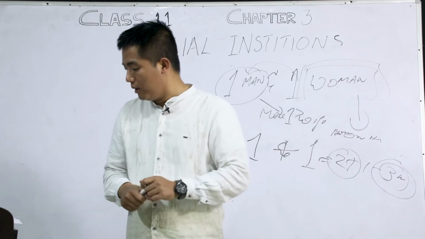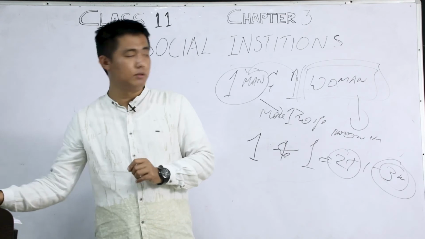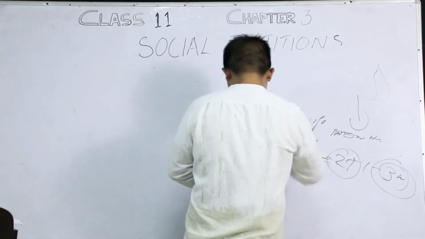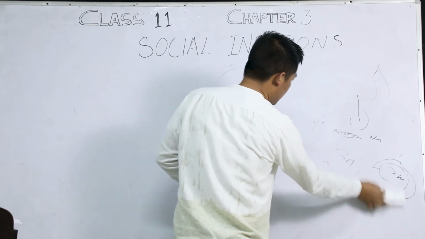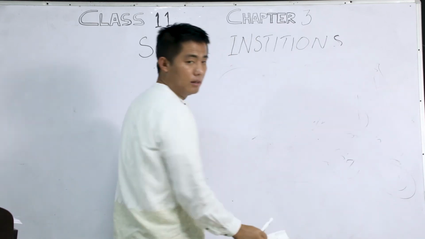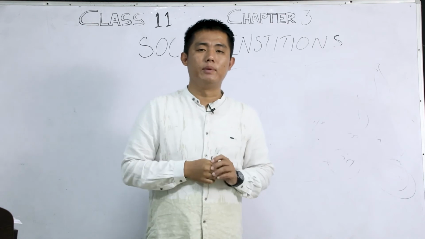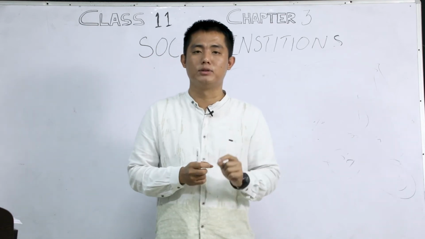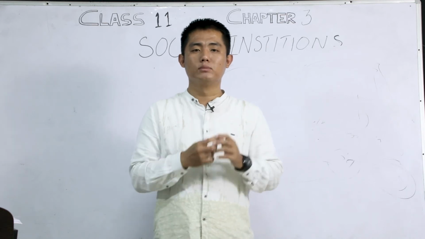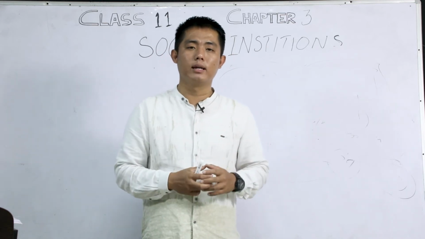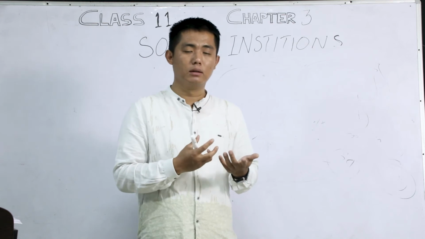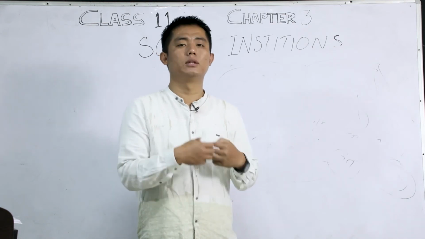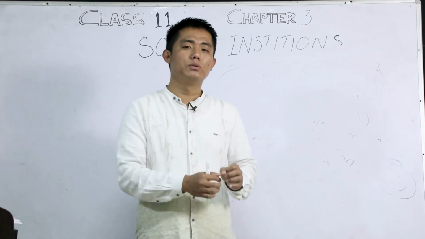Now, the next social institution that I would like to discuss with you today is the family. When we talk about the family, it is the most basic unit of a social institution. Why? Because we come to this world through a family only, right? And that is how we also learn all the manners, all the habits, all the customs, all the traditions, all the culture through the family. Why?